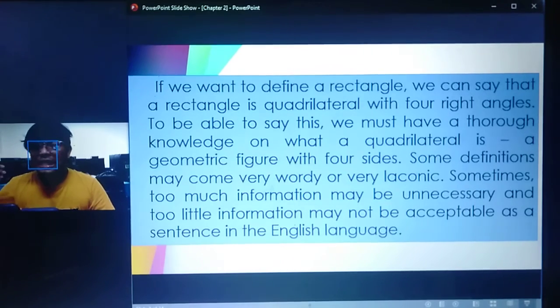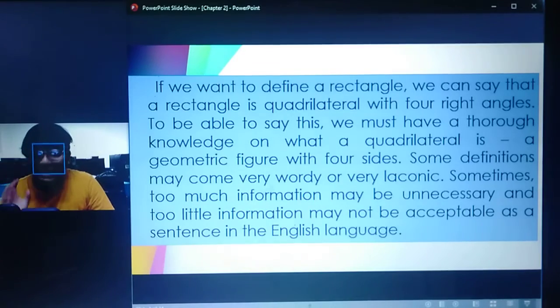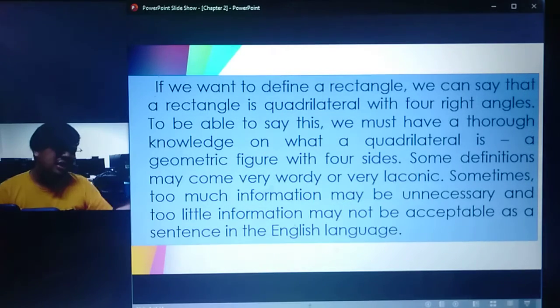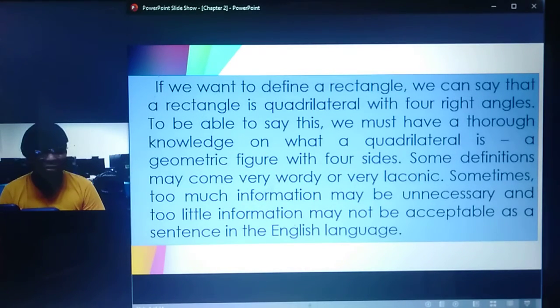Okay. Para, if we want to improve a definition of a rectangle, we must have a thorough knowledge on what a quadrilateral is. Okay, 'di ba? Rectangle is a quadrilateral with 4 right angles. Now, I would like to ask you, what is a quadrilateral?